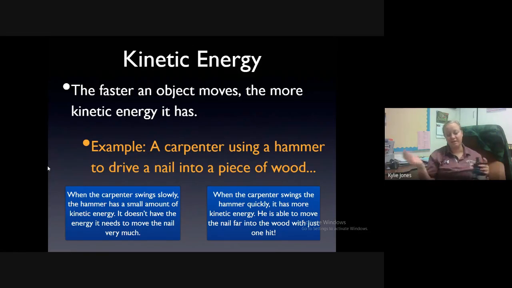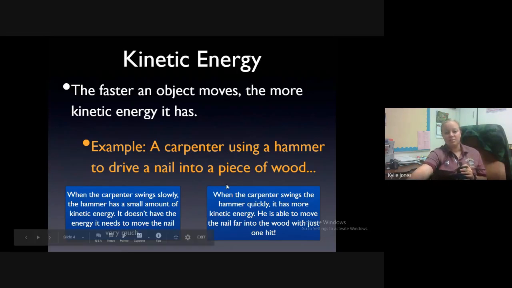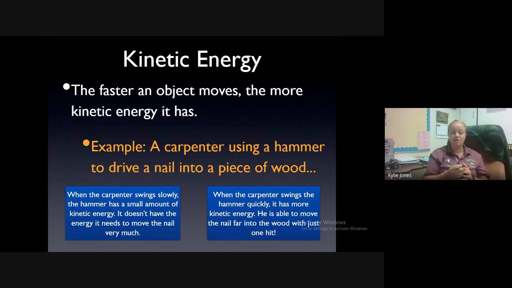So Dylan, that kind of answers your question of what kinetic energy does. If you don't have enough kinetic energy, you can't complete the motion you're trying to do. On the right side, in this blue box, when the carpenter swings the hammer quickly, it has more kinetic energy, so it's able to move the nail into the wood with just one hit, like it's supposed to. So let's say we were to throw a football.